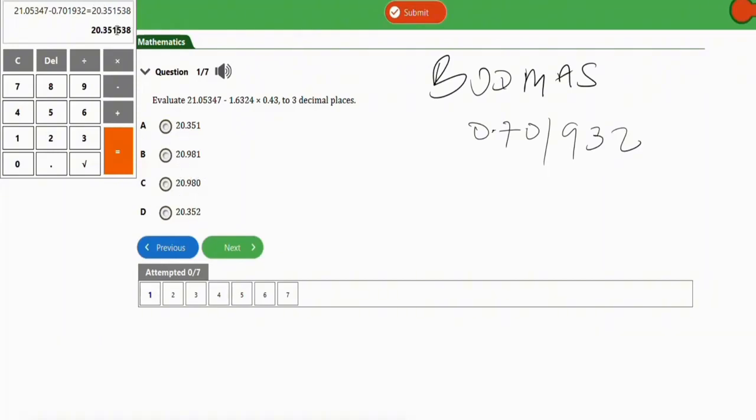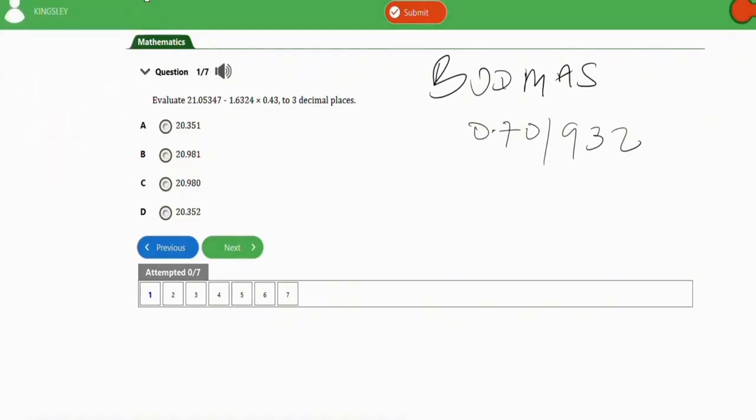When you round up this 5 after 1 as 1, the 1 will now change to 2. So it is now 20.352. That will be the correct answer to this question, not option A. So the correct option is option D. It's as simple as D. That's how you can solve this kind of question for your JAMB Maths under decimal values. All right, so let's clear this and go to the next question.